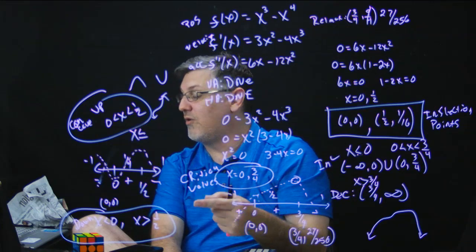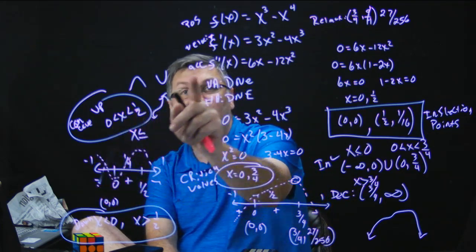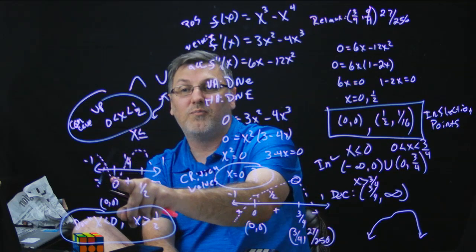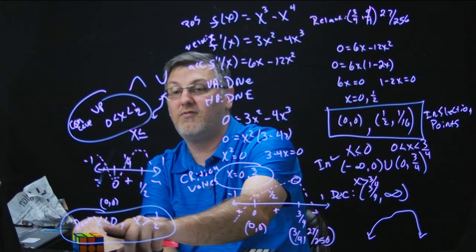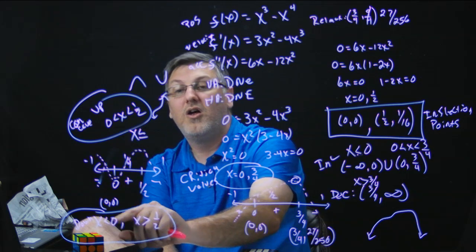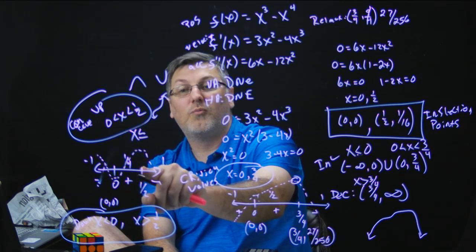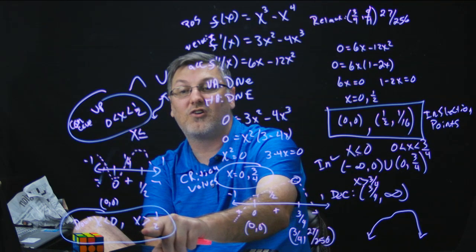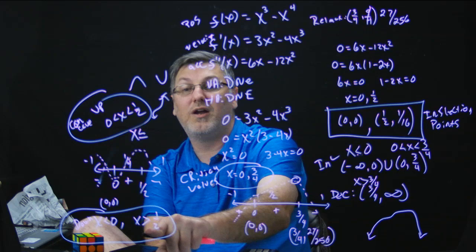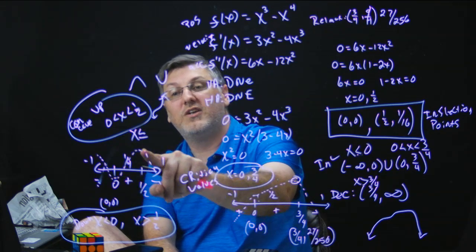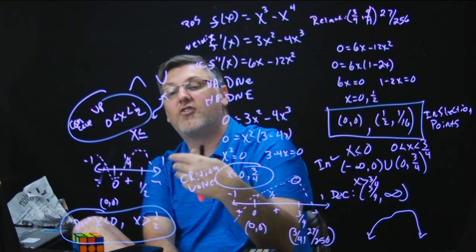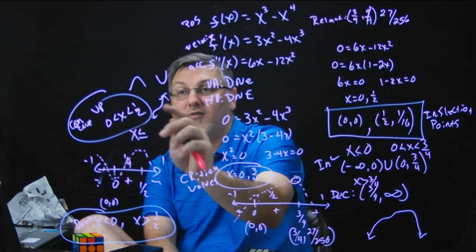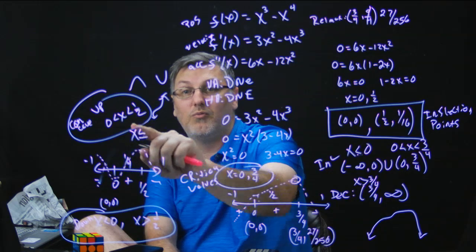So since the graph of the derivative of f of x is decreasing from -infinity to 0, that means it's concave down when x is less than 0. Also, since from 1/2 the derivative graph is actually decreasing, that means it's also concave down when x is greater than 1/2. But it's increasing from 0 to 1/2, so that means that the graph's going to be concave up. So my interval which it's concave up is between 0 and 1/2.